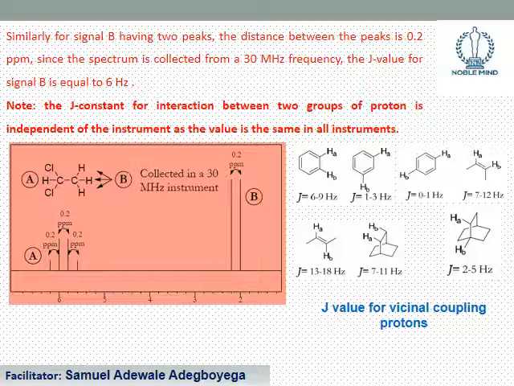Look at unsaturated carbon atoms, where you have two different environments. So the J constant is given like this, and so on. You have the one for trans and the one for cis, the trans protons and cis protons. So you see different coupling constants which were shown.